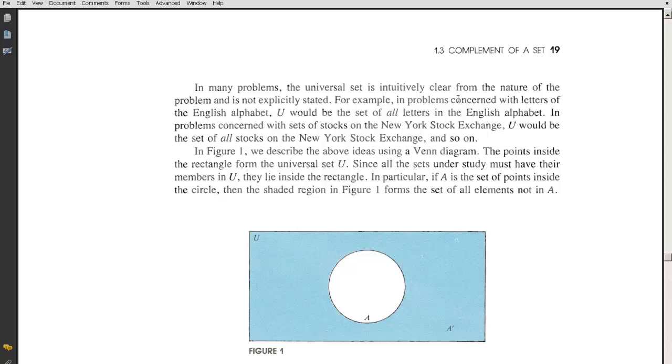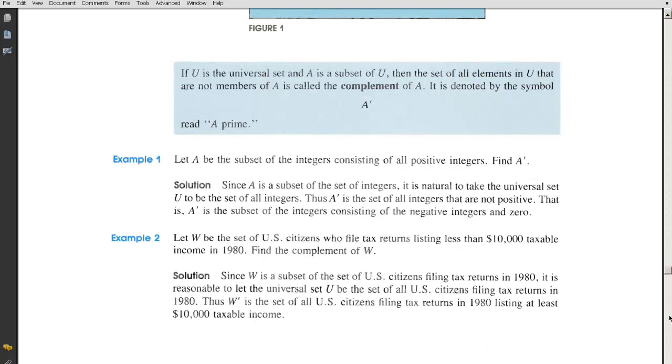In particular, if A is the set of points inside the circle, then the shaded region in Figure 1 forms the set of all elements not in A, and that's called the complement of A. If U is the universal set and A is a subset of U, then the set of all elements in U that are not members of A is called the complement of A, and it's denoted by the symbol A prime. Okay? Let A be the set of integers consisting of all positive integers. Find A prime. Since A is a subset of the set of integers, it is natural to take the universal set to be the set of all integers.